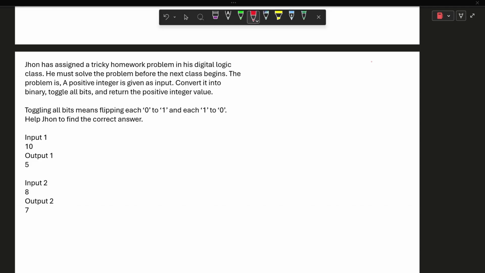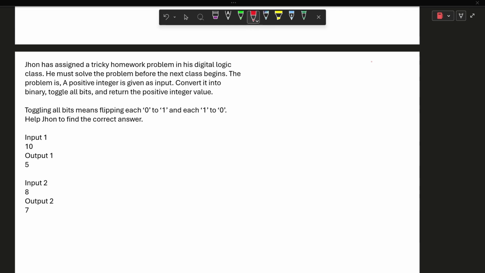Now let's solve this problem. Actually, the problem statement says John has assigned a tricky homework problem in his digital logic class. He must solve the problem before the next class begins. The problem is a positive integer is given as input. Convert it into binary, toggle all bits and return the positive integer value.